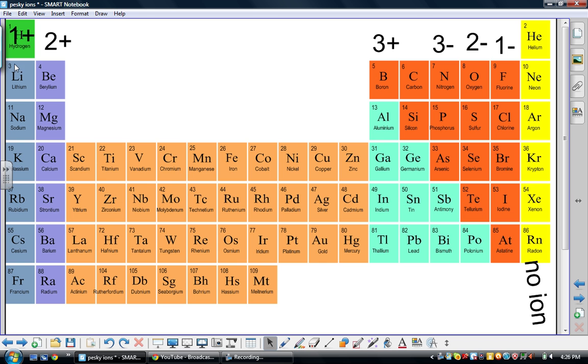So we can summarize this by saying the things in this group have a +1 charge. The things in this group have a +1 here. This group is +2. This group is +3, -3, -2, -1. Everything in this group here has a full outer shell of electrons, so these things don't form ions. They don't lose or gain electrons. They're not very reactive. They aren't reactive at all, really.